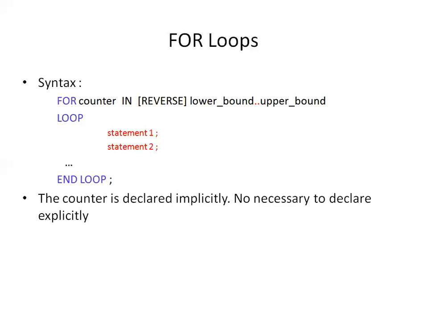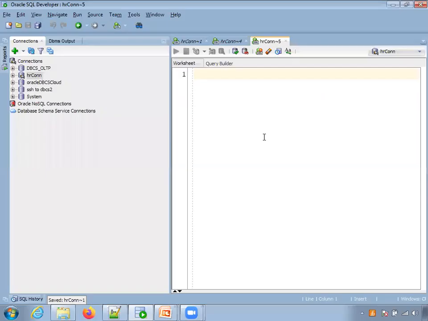So that is one advantage as well as a disadvantage. Sometimes, if you want to increment by 2 or 3 or 5, then this will not work. You have to use a while loop only. This works only if you want to increment the value of the variable by 1. Okay, now let's see the for loop.